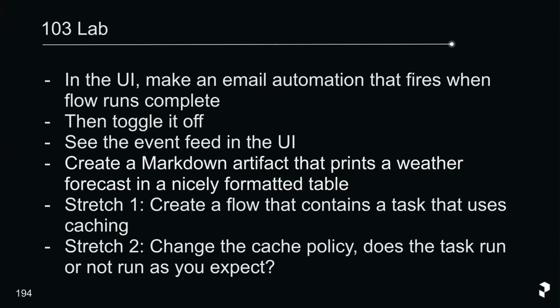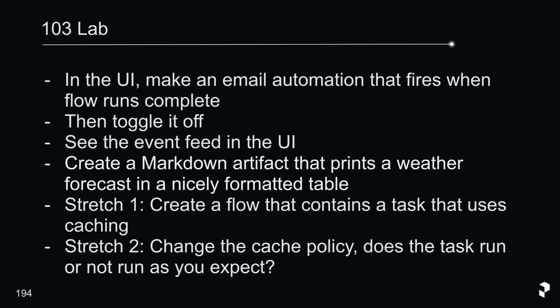Here are the instructions for the 103 lab. For some of these, you will need to have your Prefect Cloud account open so that you can interact with the UI. So for the first step in the UI, make an email automation that fires when the flow run is complete. Then toggle the automation off from the UI. You can go ahead and check out the event feed in the UI from the events page, and then create a markdown artifact that prints a weather forecast in a nice little table. You can check out the 103 folder to find an example of how to do that if you get stuck.